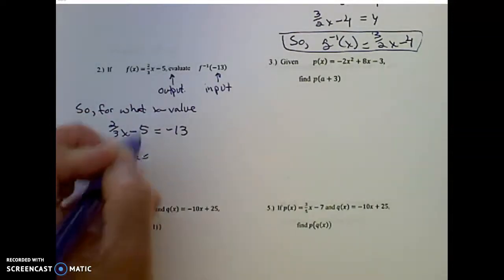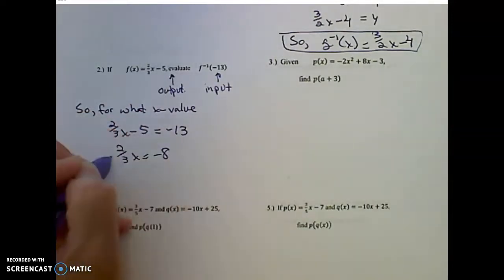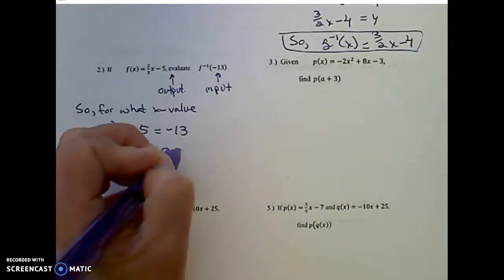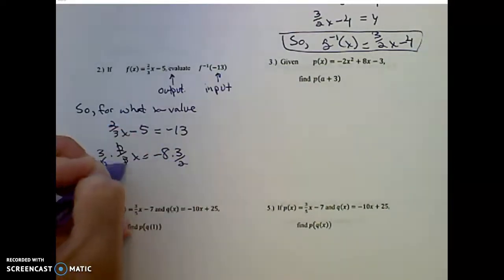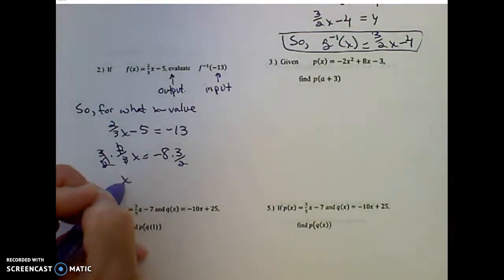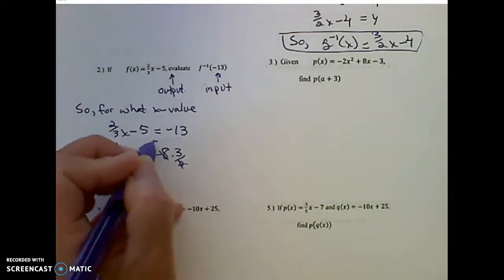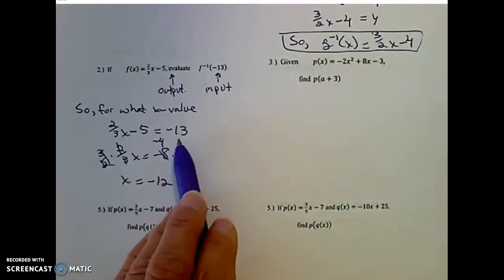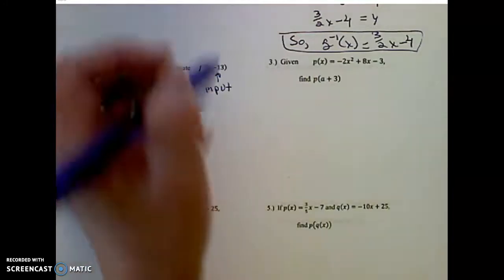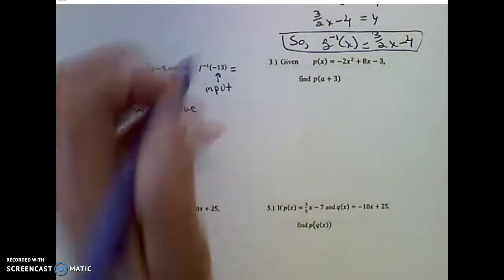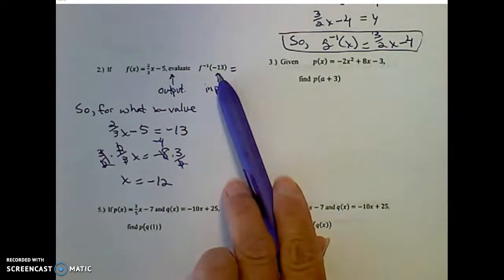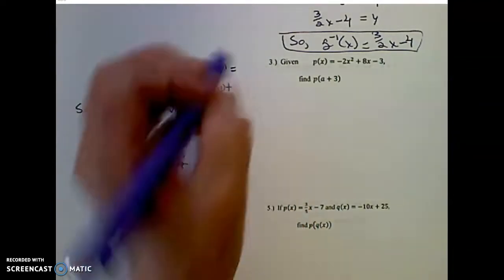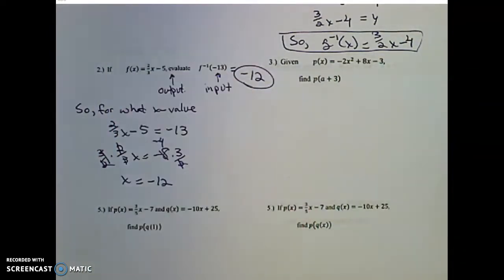2/3 x is equal to, add 5, I get negative 8. Multiply both sides by 3/2. And my input, my x value, would be negative 12. So an input of negative 12 gives me an output of negative 13. On the inverse, an input of negative 13 would give me an output of negative 12. Because of that reversing of the domain and range.